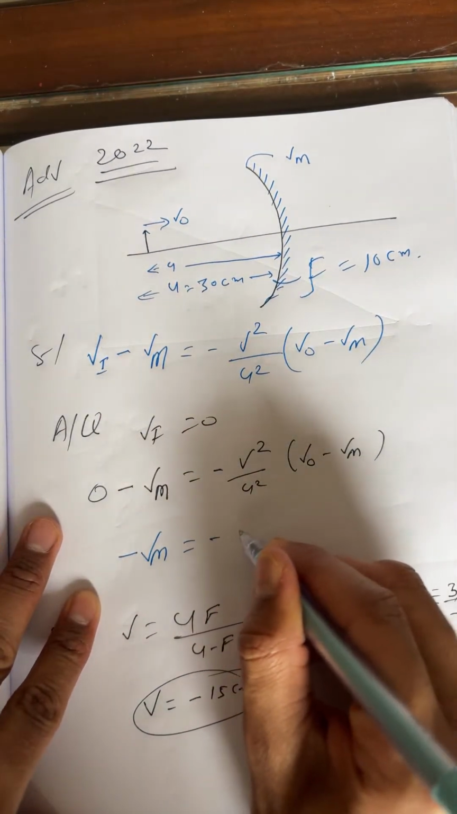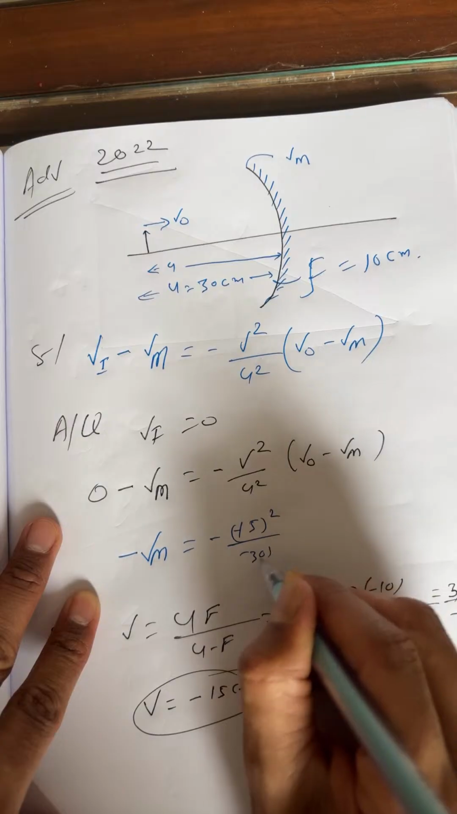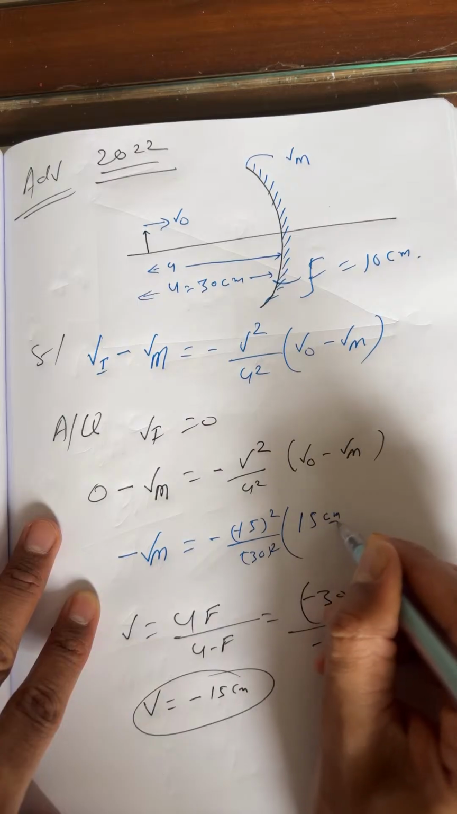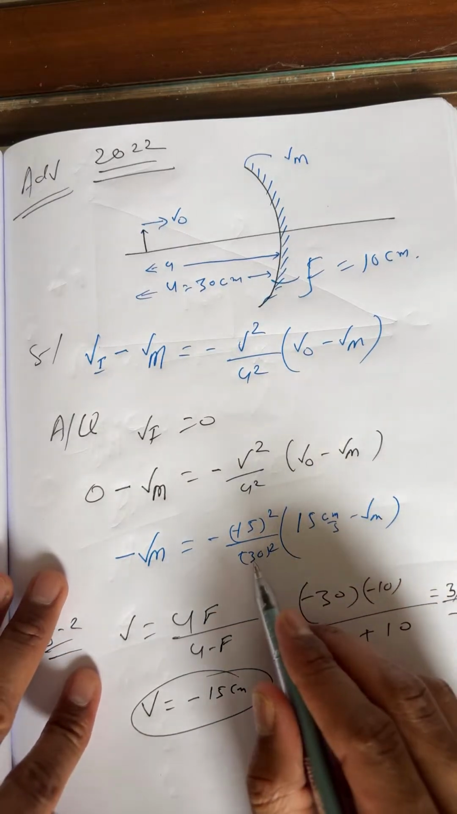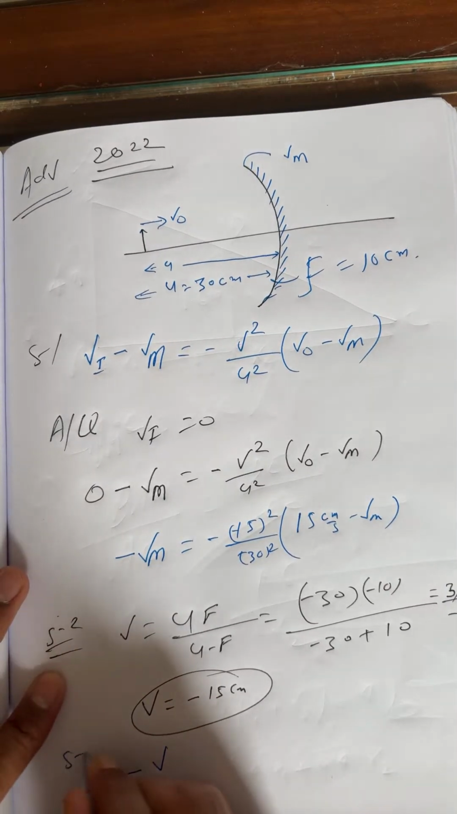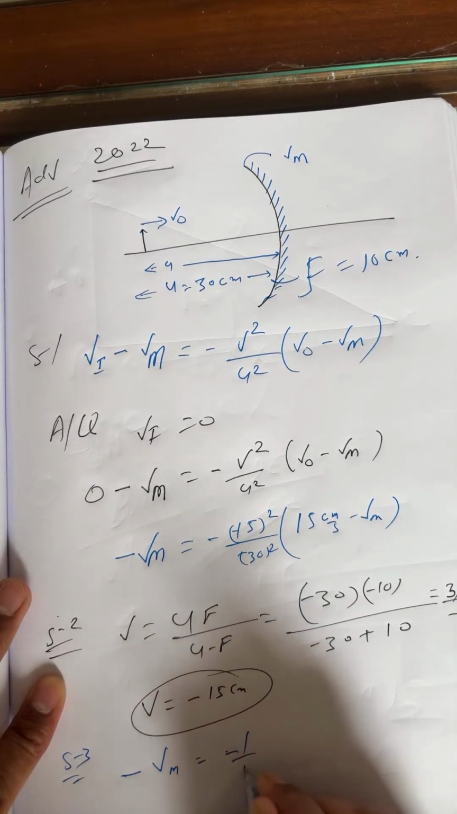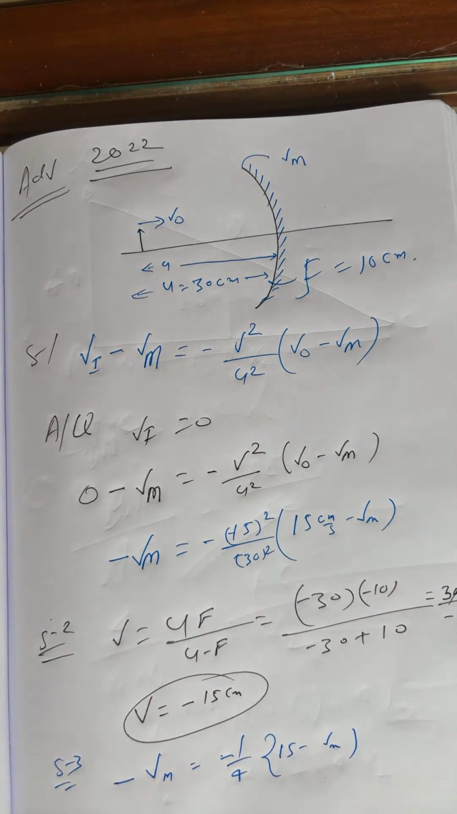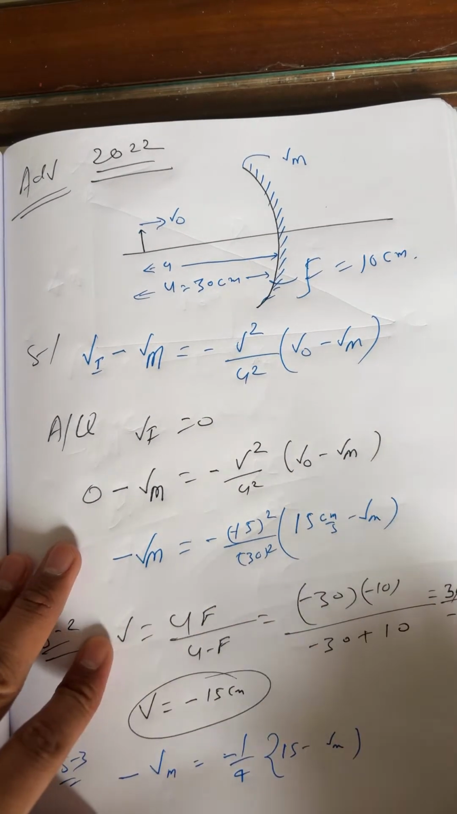So this is minus v squared, you can say minus 15 whole square upon minus 30 whole square. VO, how much is mentioned here? This is 15 centimeter per second minus VM. So this is 225 and 900, which is 1 by 4 only. So step 3 here, I'm going to calculate further. Let's say VM is equal to minus 1 by 4 into 15 minus VM here. Minus VM, so we'll take it to this side. So minus 4 VM.